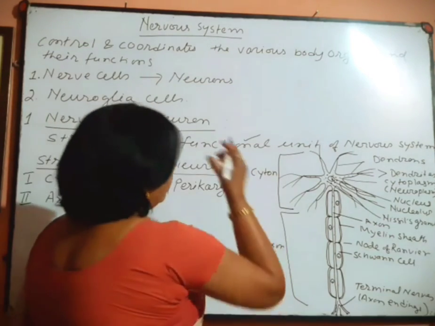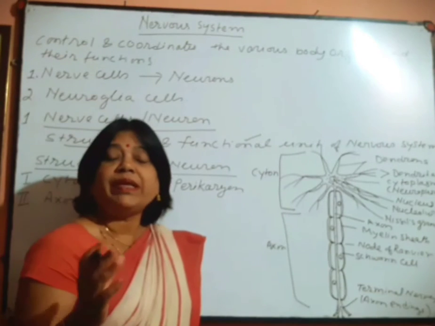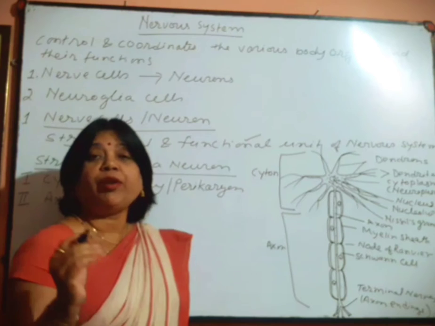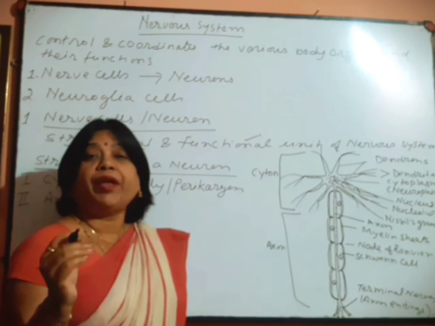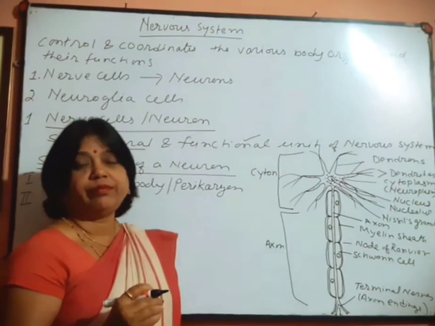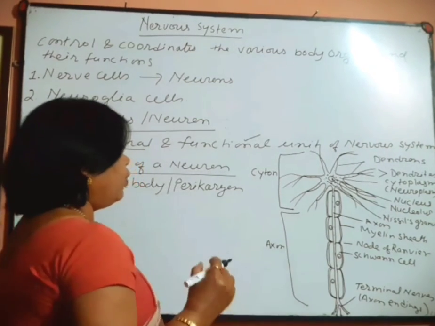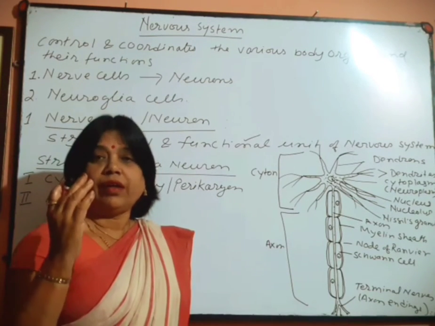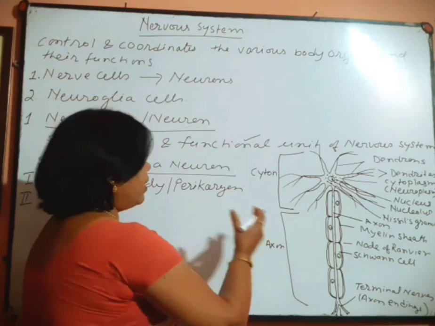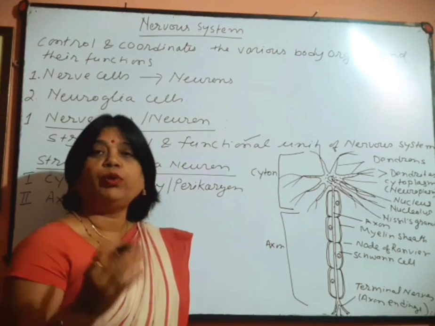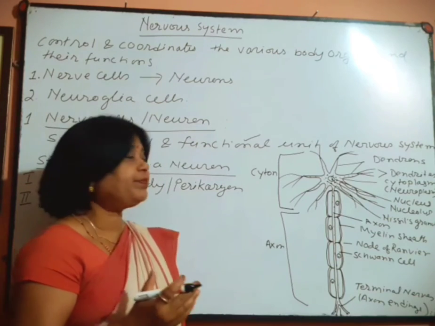And the function of the neuron is to transmit the nerve impulse from the receptor organ to the brain or spinal cord, that is, the central nervous system, and also the motor impulse is transmitted by the neuron from the brain or spinal cord to the effector organs.